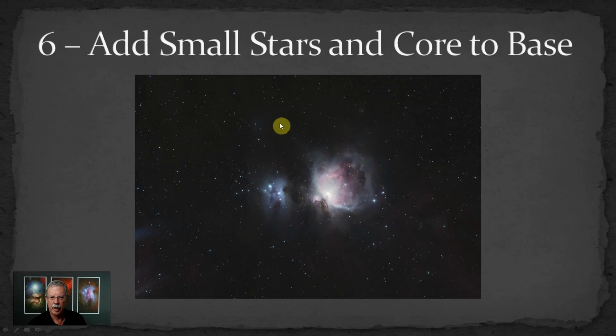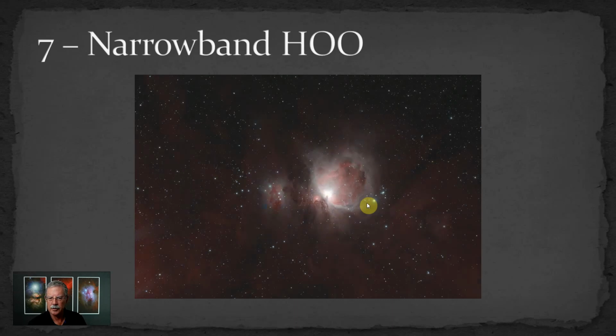We can combine those with that original base to create a little bit better version of it with small stars instead of large stars, and with a little more detail in the core area that we brought in from the light stretch. In the second video, we'll venture into the narrowband files. We'll start by combining the narrowband images and creating an HOO version.